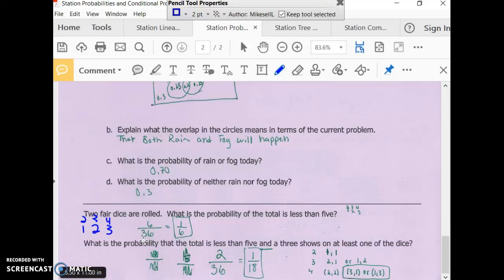So here's the thing. The way I can roll a 2 is 1 and 1. The ways I can roll a 3 are 2, 1 or 1, 2. And the ways I can roll a 4 are 2 and 2, 3 and 1, or 1 and 3. So there are 2 ways I can get a 3 in this combination. And it's out of 36 because that's how many outcomes there are. So it's 1 over 18.